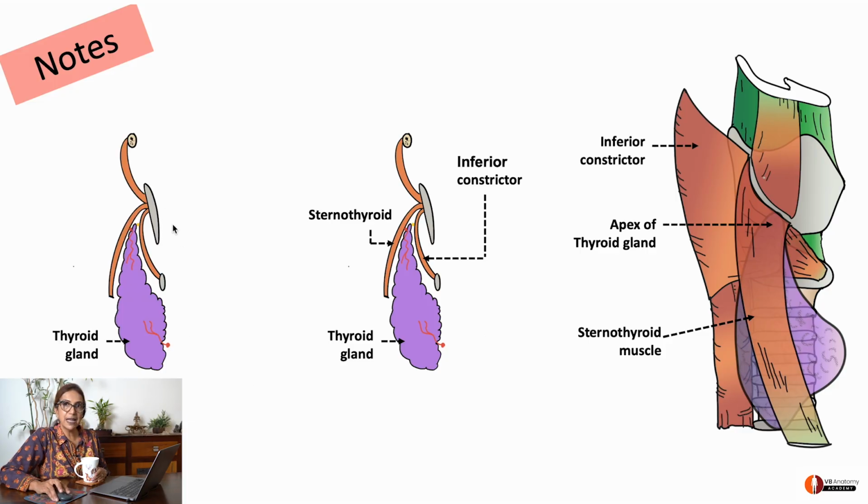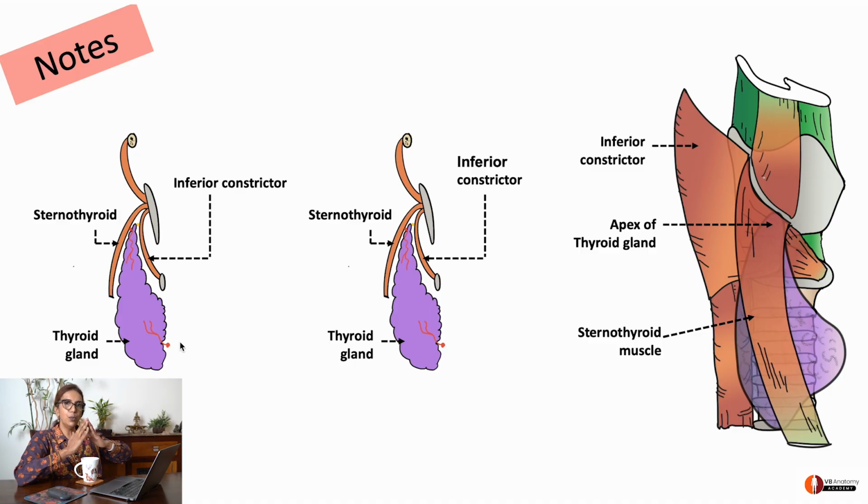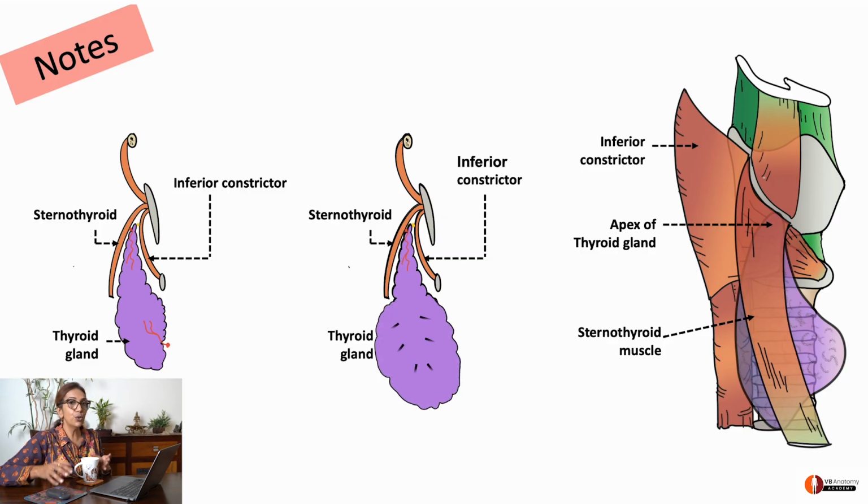Here you can see the same thing in a section. This is your thyroid gland, its apex. This is sternothyroid. This is inferior constrictor. See how between these two muscles, the thyroid gland apex is caught. Now this gland can grow downwards, okay, because it's free, but it cannot grow upwards because it's sandwiched between these two muscles. Understood what is the sandwich? The sandwich is sternothyroid on the outside and inferior constrictor on the inside. That's why B was the answer.